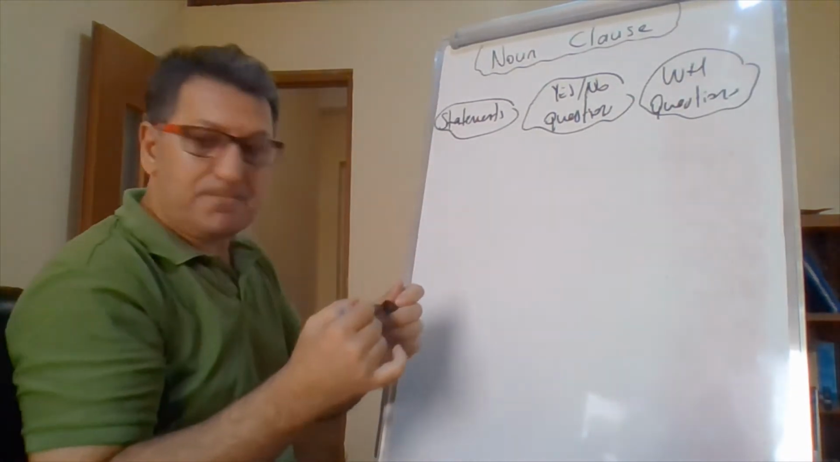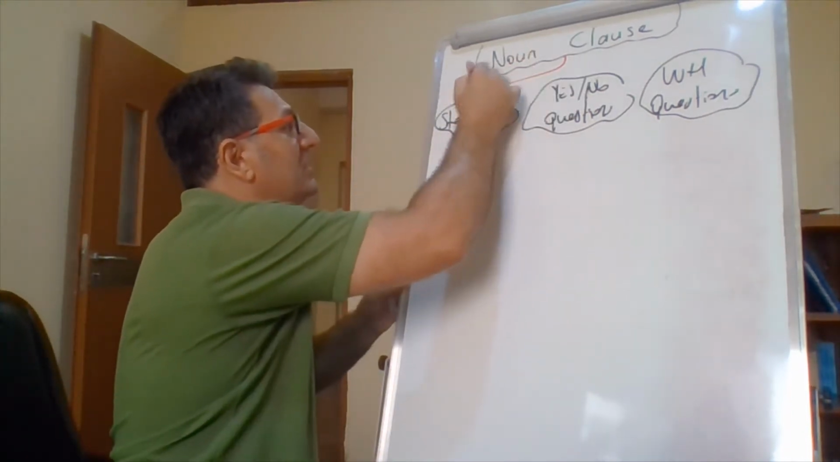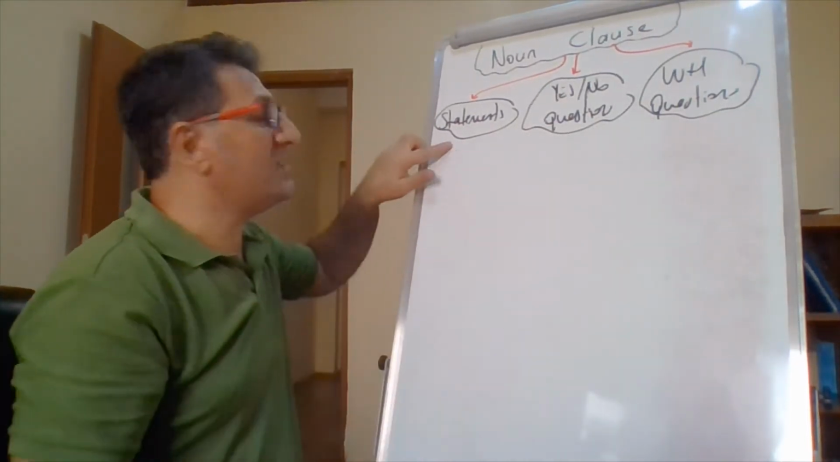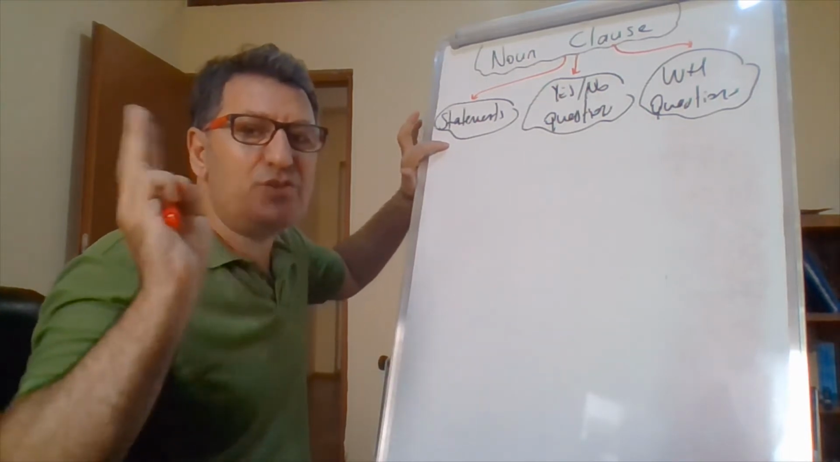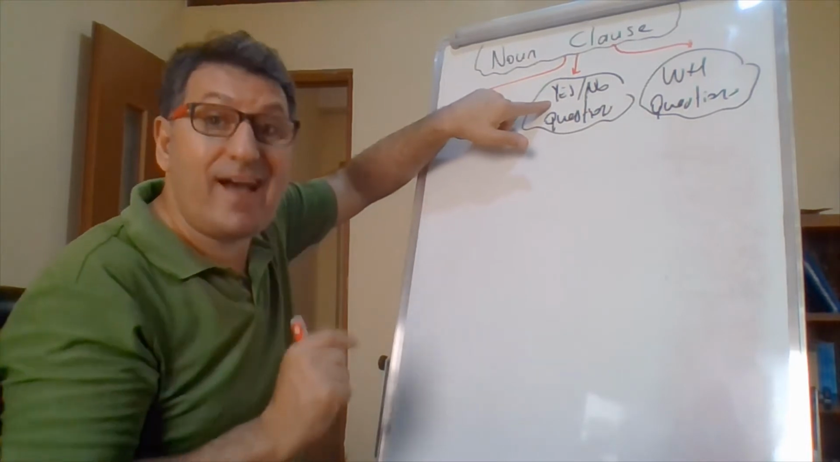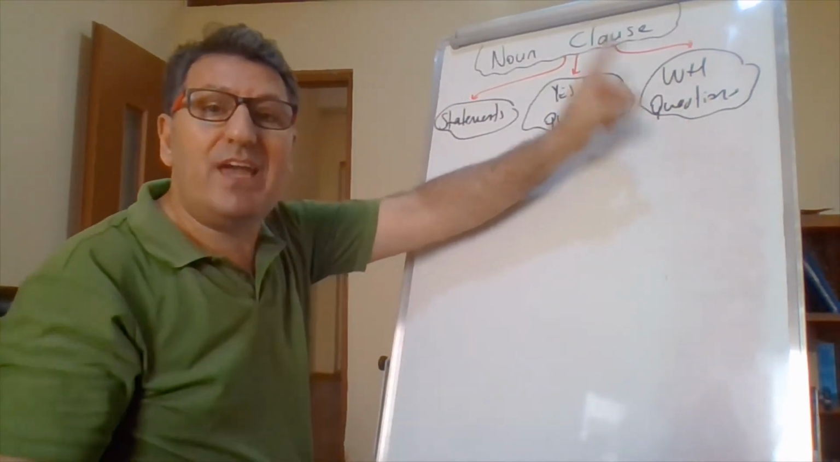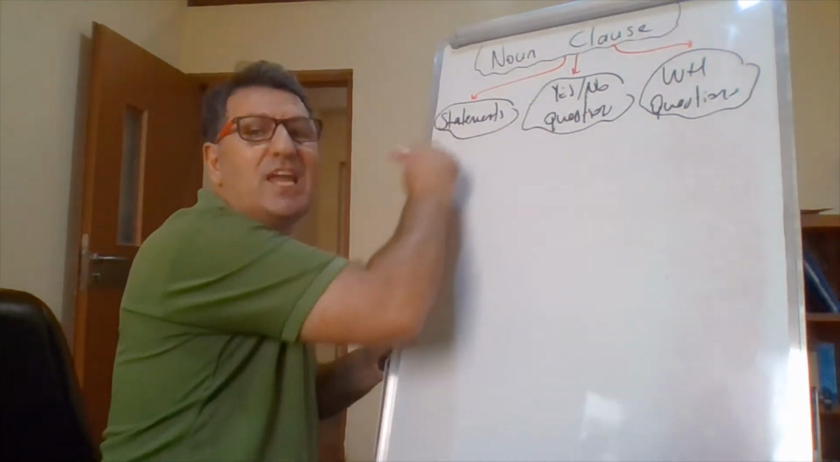So we have, in short, three sources to create noun clauses. The first one is statements, positive or negative sentences in any tenses you can think of in English. And from yes/no questions we can create noun clauses, and with WH questions also we can create noun clauses. Today, now the first thing is statements.